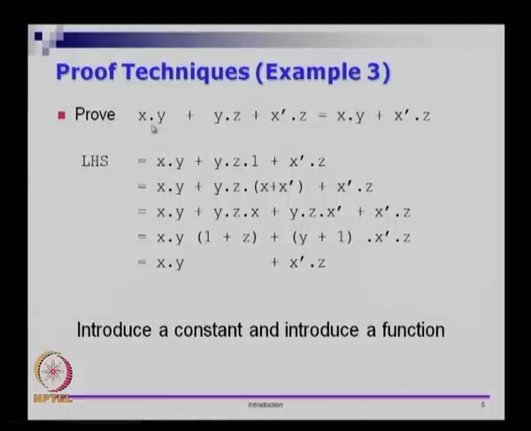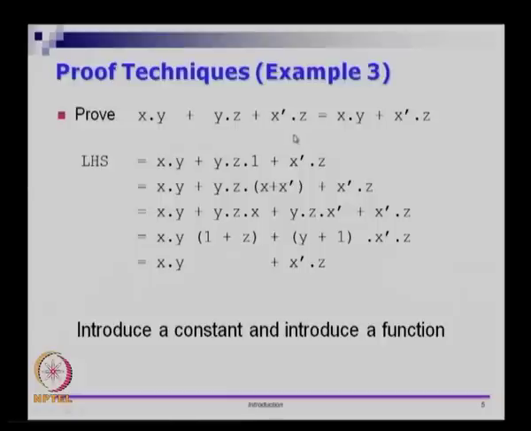Let us see another example here. x and y plus y and z plus x complement and z is the same as x and y plus x complement and z. So what we have is these two terms which appear as they are on the right side, and magically one term seems to vanish. This is what we are going to show. This is a slightly tricky thing, and this is called the consensus theorem, by the way.